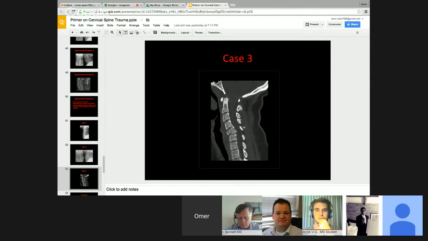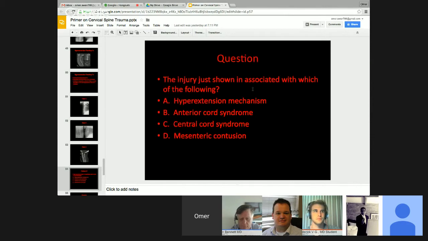This is a hyperflexion teardrop fracture. Notice that we have focal kyphosis here at the level of C5. We have an anterior inferior fracture fragment. We have retropulsion of the fracture fragment into the canal. This involves all 3 columns. This is a hyperflexion teardrop fracture. This injury is associated with the anterior cord syndrome. The central cord syndrome would be associated with a hyperextension teardrop fracture. This is not a hyperextension mechanism. This is a hyperflexion mechanism.